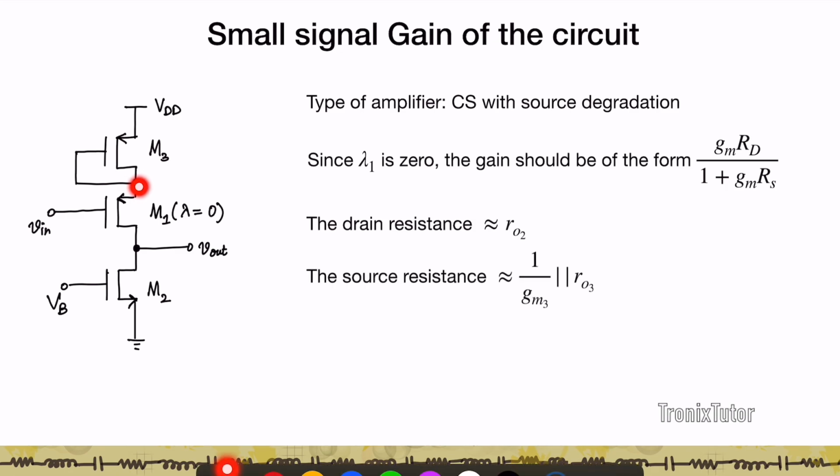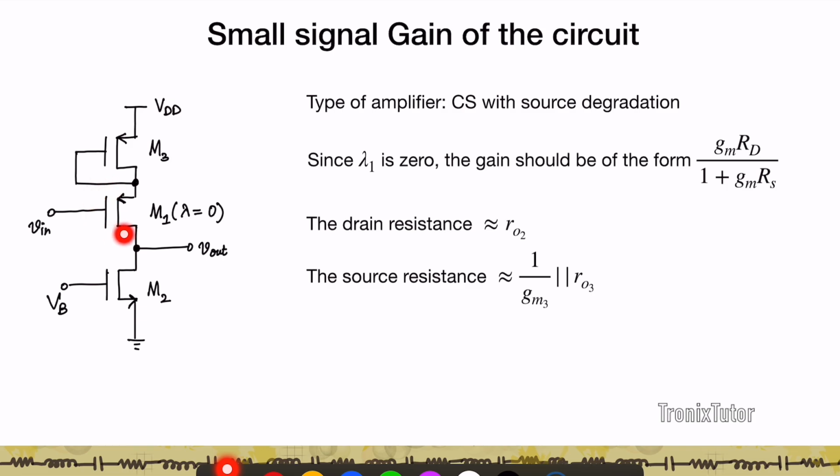Similarly, if I'm sitting at the source of the transconducting transistor, I'm looking down at the source degradation resistance. I'm looking down into M3, which is a diode connected transistor, right? So the drain and the gate of the transistor are shorted. So I'm looking into such a diode connected transistor. The source resistance is going to be 1 by GM3 parallel RO3. So that's the resistance connected to the source. RO2 is connected to the drain.